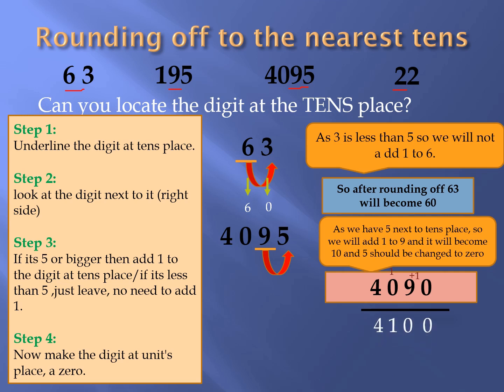And here we are. 4 will remain 4. After addition, this 0 becomes 1, 9 becomes 0, and 5 also becomes 0. And this way we rounded off to the nearest tens.